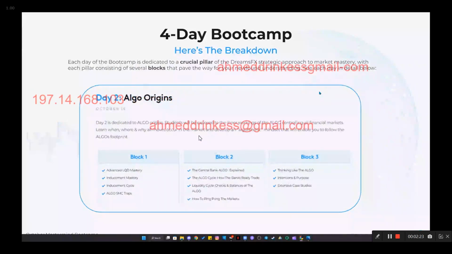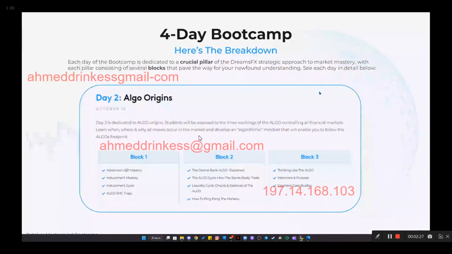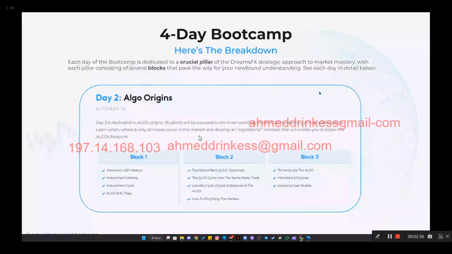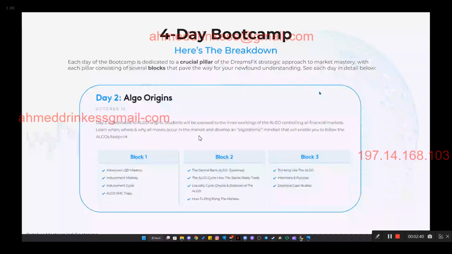So block one, block two, block three. Block one is going to be doing a quick recap of all things covered the previous day. We're going to be going over the advanced liquidity mastery, the inducement mastery. We're then going to be introducing the inducement cycle, the SMC traps as it relates to the algo. And then block two is going to be all about the algo.